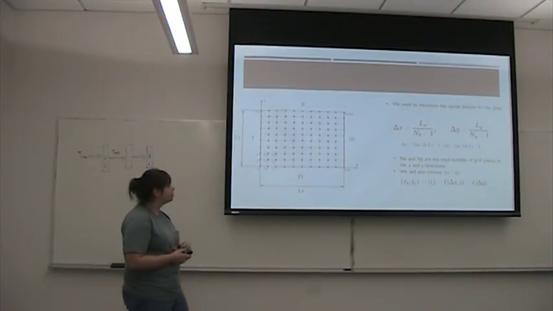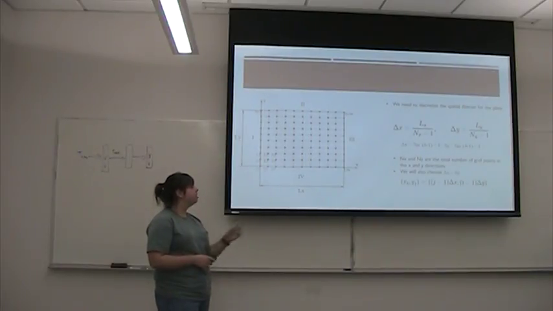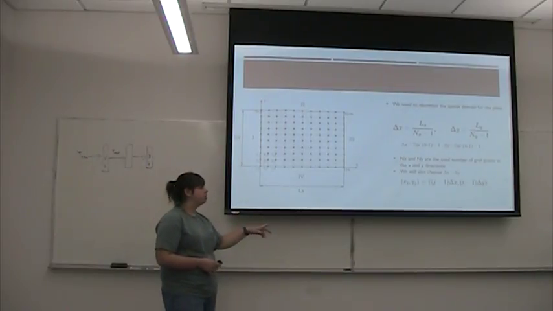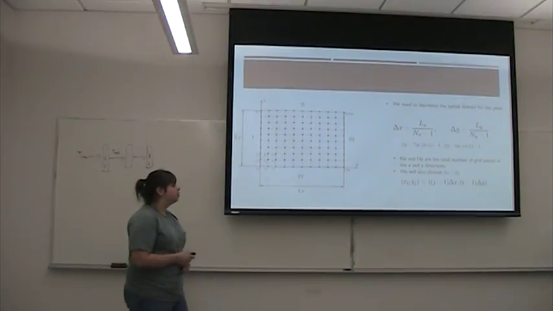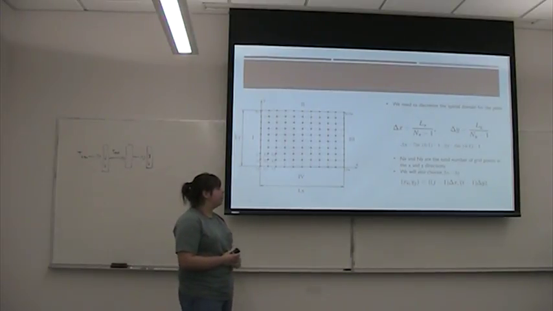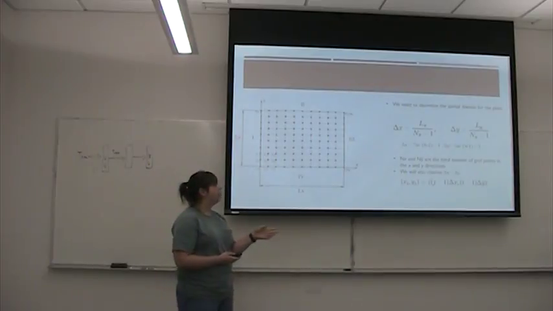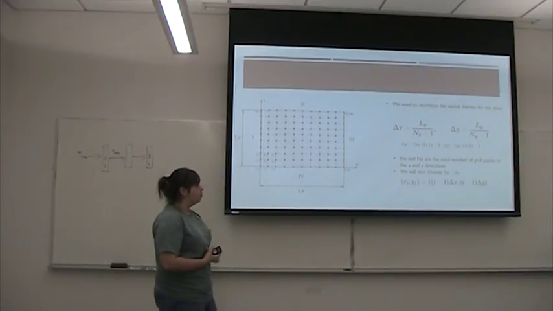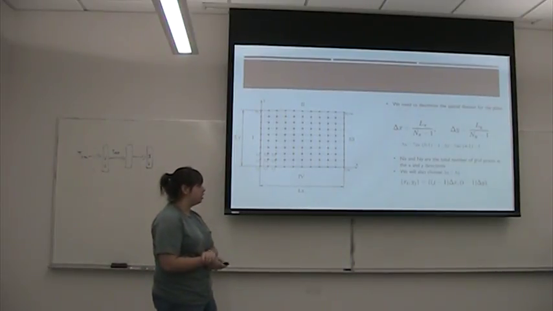So now we need to discretize the spatial domain for the plate, and by doing this, we need to find delta x and delta y, so we take the width of the plate divided by the number of total grid points minus 1. So for our specific apparatus, we have a 7-inch long width, and we're going to divide that by the 8 grid points that are along it minus 1, which gives us 1, and then do the same thing for delta y, which also gives us 1. If we choose delta y and delta x to be the same number, it makes our calculations a lot easier.